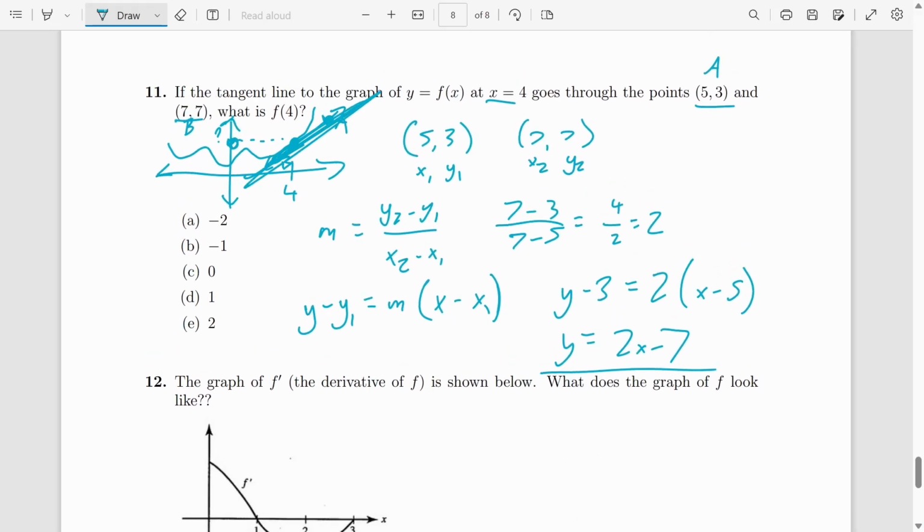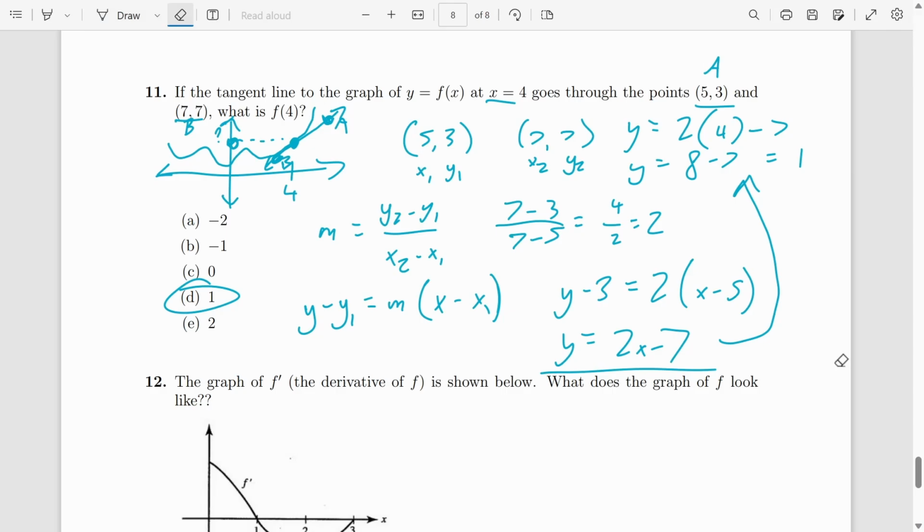Now all we have to do is plug in x equals 4 for x here. So y equals 2 times 4 minus 7. y equals 8 minus 7, which equals 1. There we go, D. So that's how you'd find f of 4 for this function that we don't even know, using this weird specific set of information.